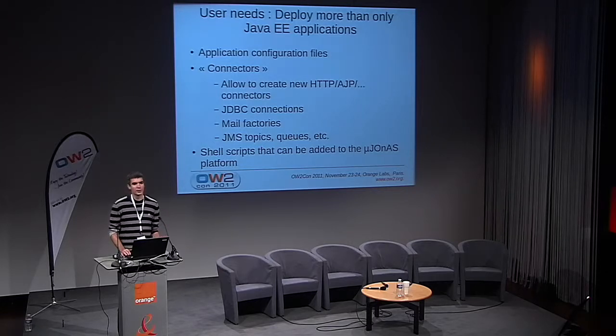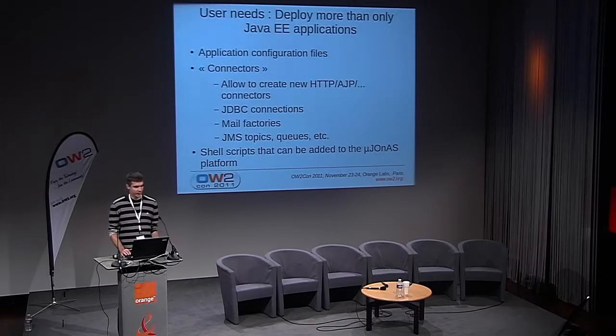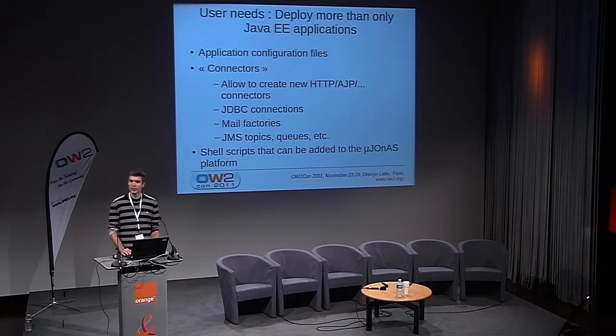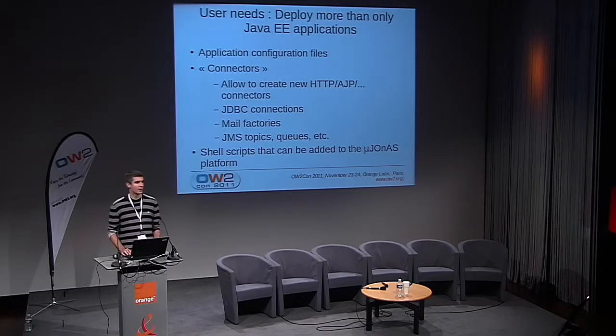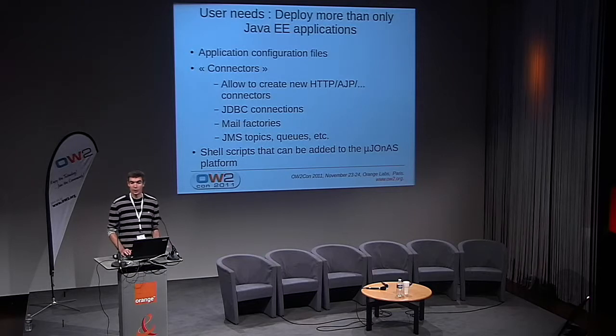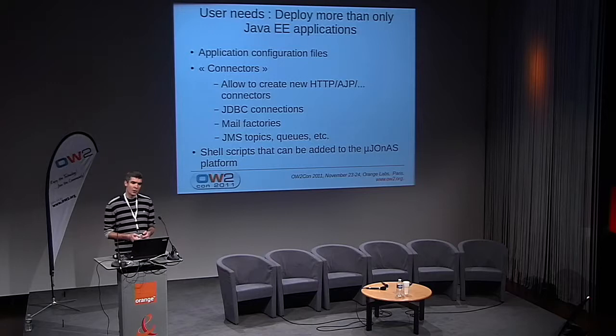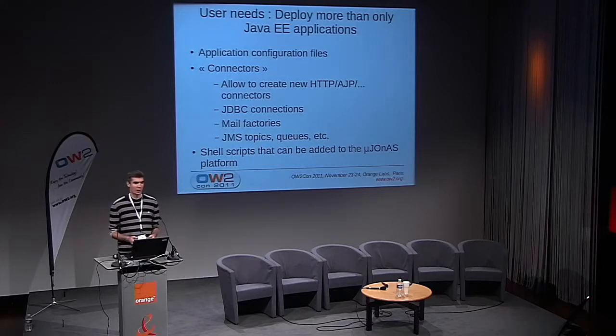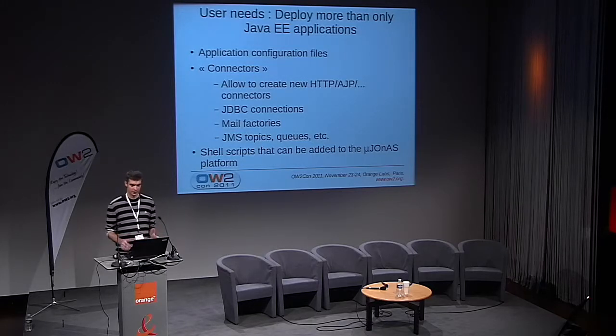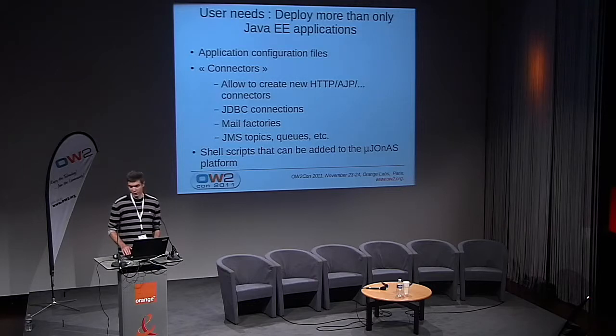For example, you need the mail factories if you need to send some mails. You may want to have the JMS topics and queues if you want to exchange with JMS parts. And sometimes you want to provide some shell script to your platform. For this, we need more than only a Java EE application like a WAR file, EAR file, and EJB jar file.